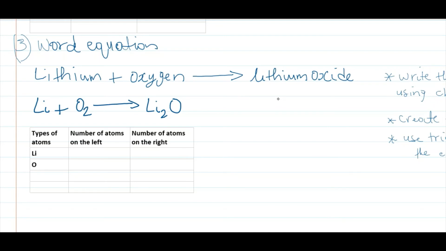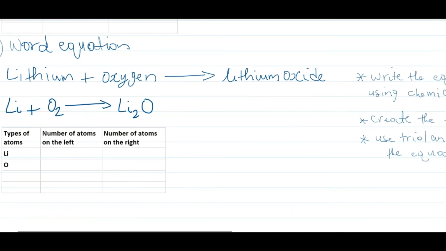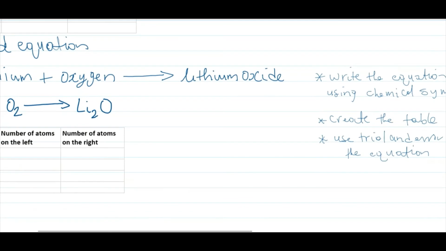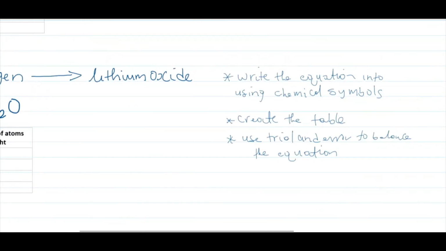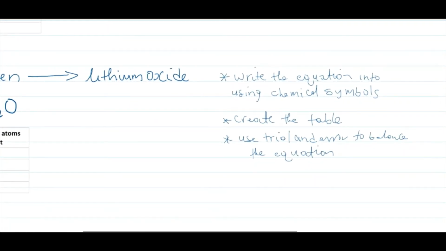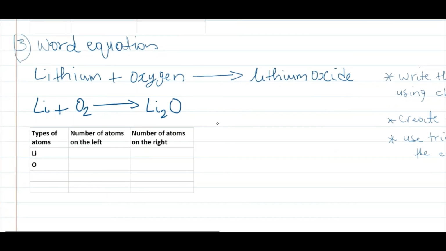So we're going to be following the same steps as before. We're going to write the equation that's already written here for us, and then we're going to create a table and then use trial and error to balance the equation. I already have the table prepared here, so let's look at the different types of atoms in this reaction. We have a lithium atom and an oxygen atom, so we have them already written down. Let's see how many are on the reactant side. There's only 1 lithium atom on the reactant side and 2 oxygens.